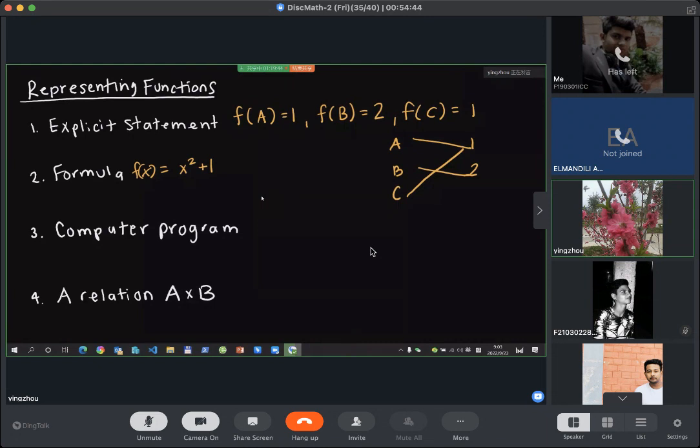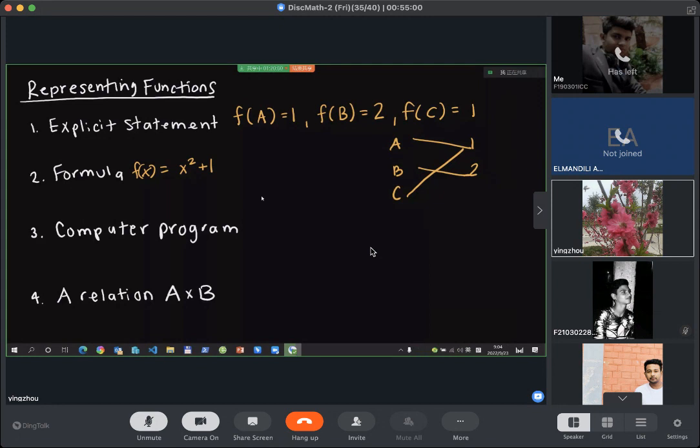I also have a computer program. More on that as we continue to study discrete mathematics. Or you might have a relation. So we talked briefly about relations, and we will go into them in much more detail later in this course.